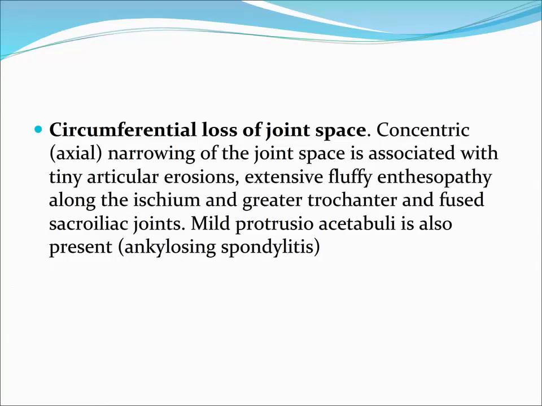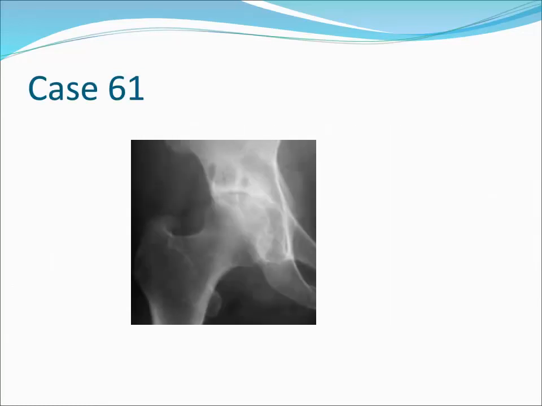Asymmetric loss of joint space. Narrowing of the joint space is limited to the superior, weight-bearing area of the hip and is associated with reactive sclerosis and subchondral cyst formation. Osteoarthritis.